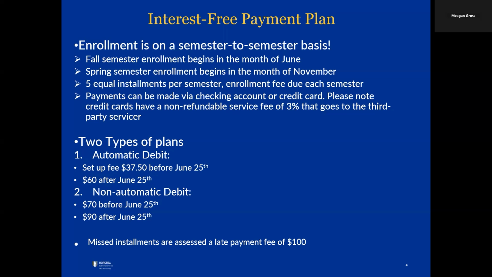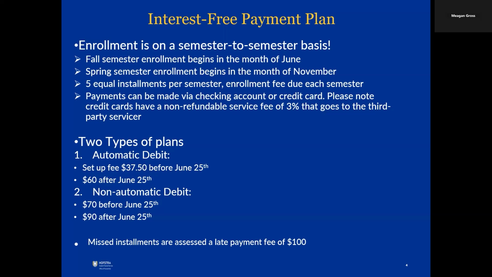So in terms of our payment plans, we do offer 2 types of plans, either an auto debit or a non-auto debit plan. Our automatic debit plan, if you enroll in that plan, then the installments will automatically come out of the linked payment method on the installment due date, which is the 25th of each month. The setup fee for this type of payment plan is $37.50 if you enroll before June 25th and $60 if you enroll after June 25th.